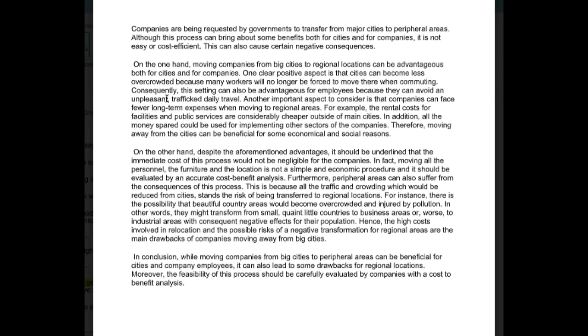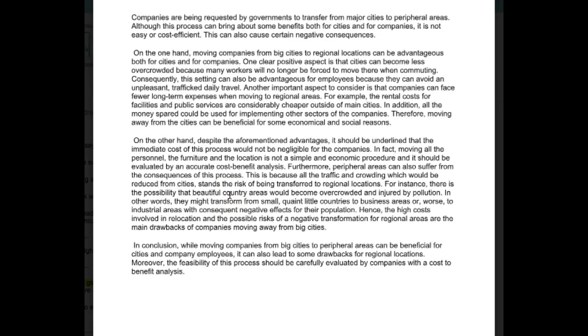Another important aspect to consider is that companies can face fewer long-term expenses when moving to regional areas. For example, the rental costs for facilities and public services are considerably cheaper outside of main cities. Excellent. In addition, all the money spared could be used for implementing other sectors of the companies. Therefore, moving away from the cities can be beneficial for some economical and social reasons. Excellent. Fantastic argument. It's clear. It's a very well constructed argument and paragraph, and there's hardly any grammar mistakes, so well done there. Very good. Very pleased with that, Andrea.